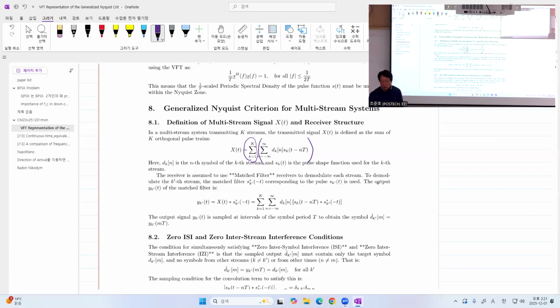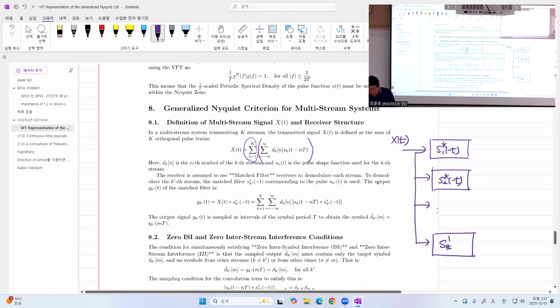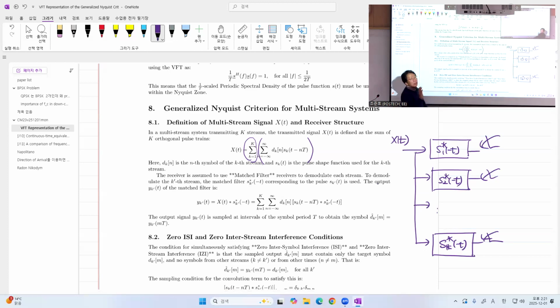Now, what is our objective? Similar to what we've seen previously, we have multiple matched filters matched to each transmit pulse. So we have a bank of K matched filters sampled at the same time. By the way, if you want different sampling instants, then you may properly delay or advance the impulse response.